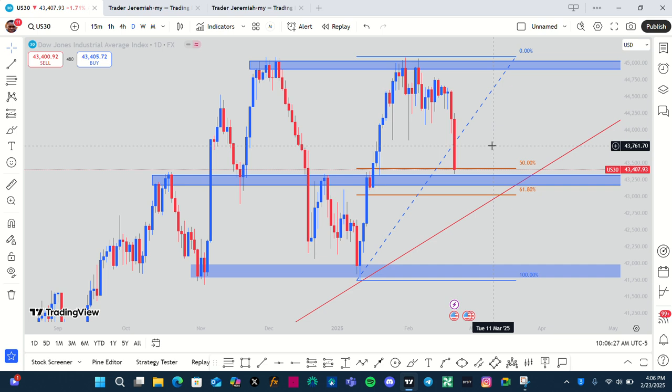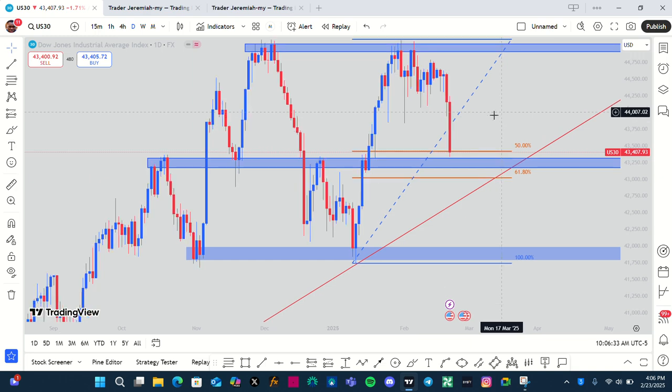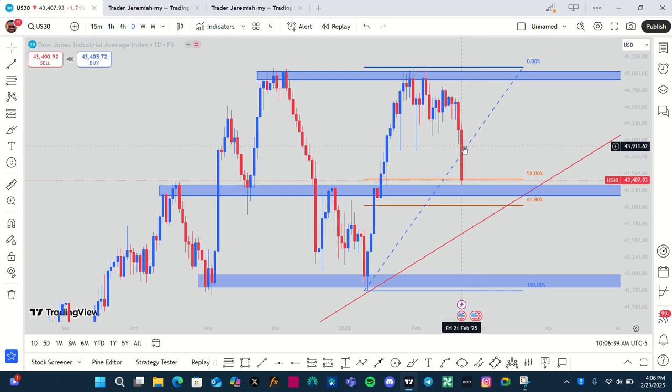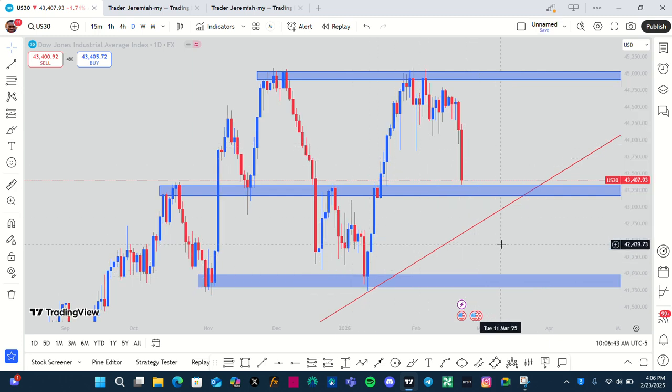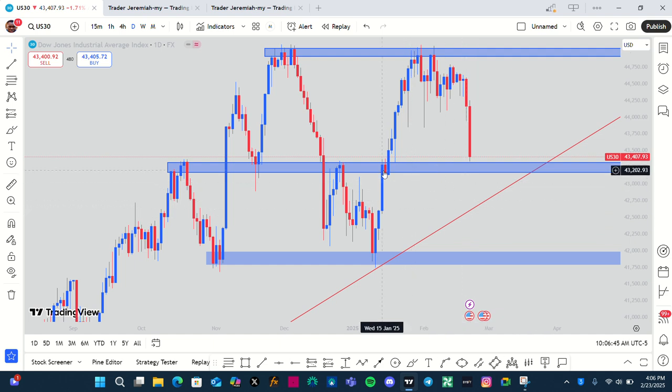So that's why I'm saying price might respect this region and start heading higher. But if that does not happen, price can still break lower and then keep going lower. So for now, we'll just be looking at what is going to happen on US30, and how US30 is going to be reacting.